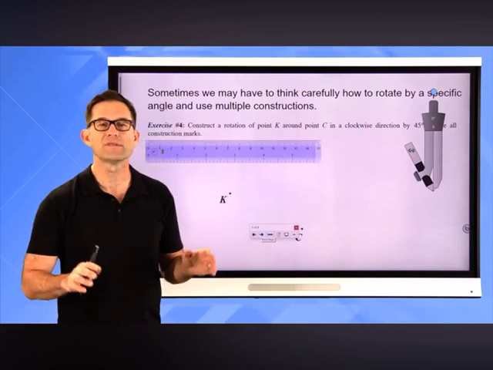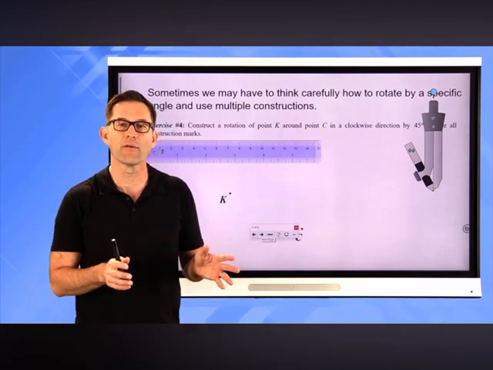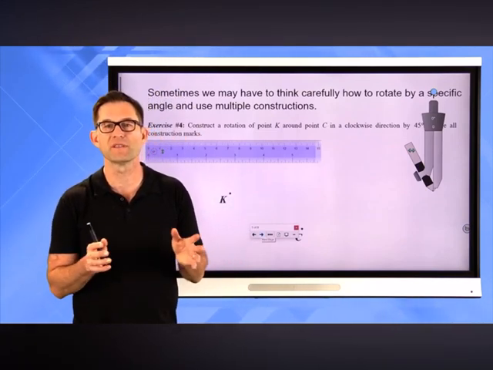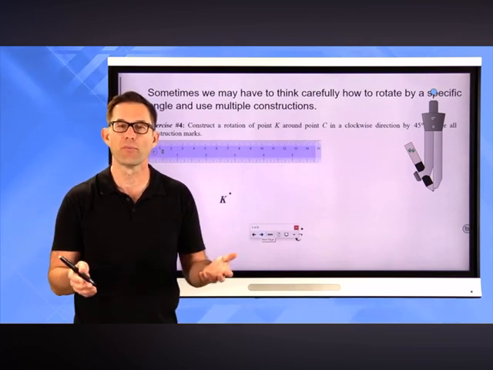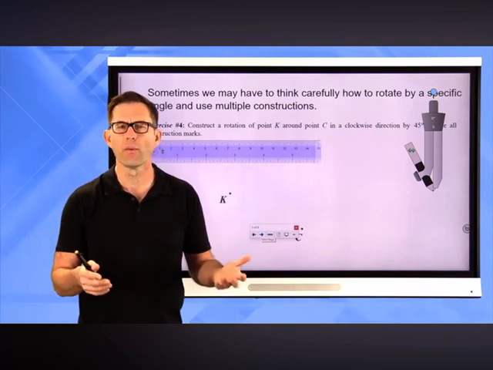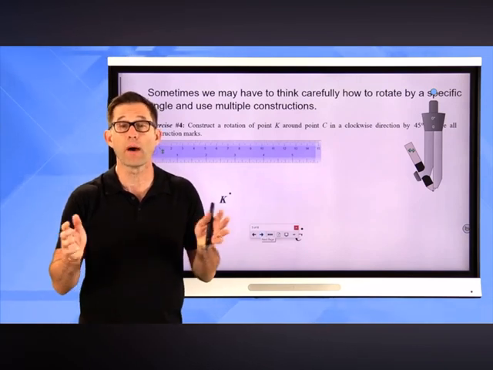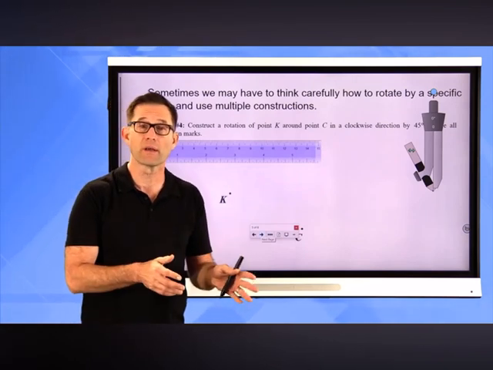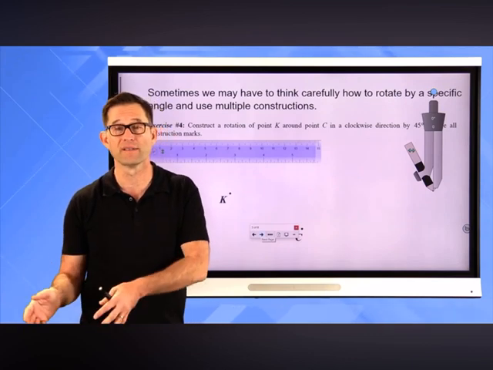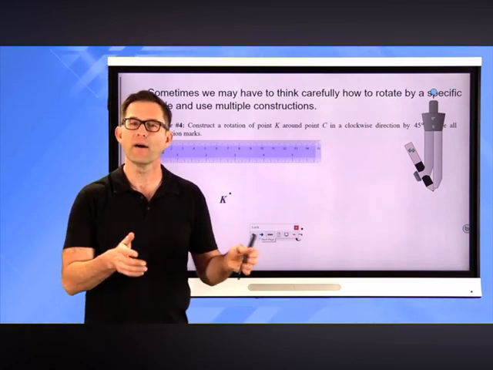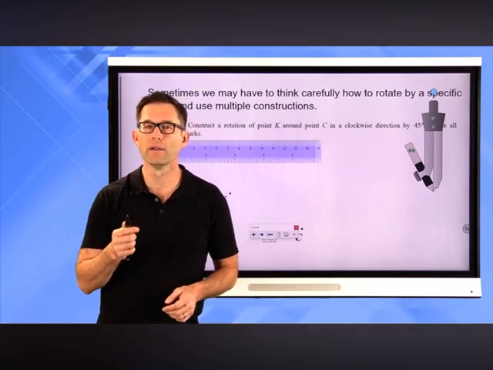Now, sometimes we have to think carefully about how to rotate by a specific angle and use multiple constructions. So far what we've really done, especially with the 90-degree constructions, is just that one particular construction: constructing a perpendicular line through a point that lies on a line, okay? But now let's take a look at one that might require a little bit more thinking.